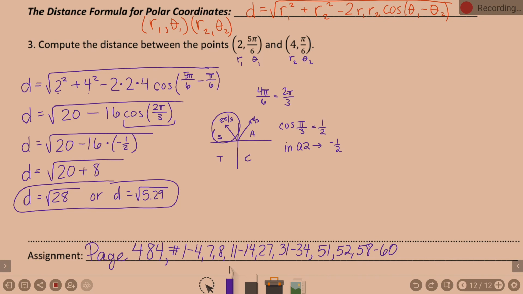Okay, guys, you've seen the homework. I think it's 7 through 8 and 11 through 14 that you do on the graph. The other problems you are solving. Okay, I will touch base with you guys on Friday and we'll see how things went.